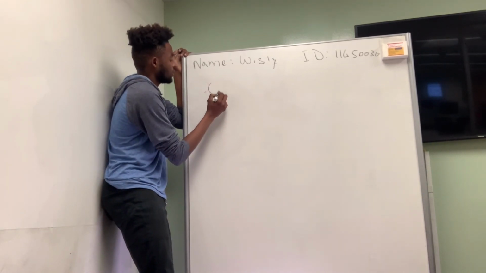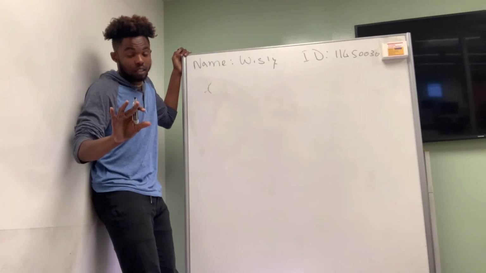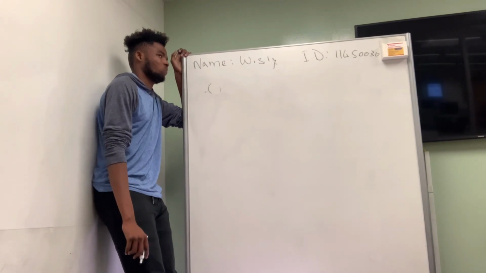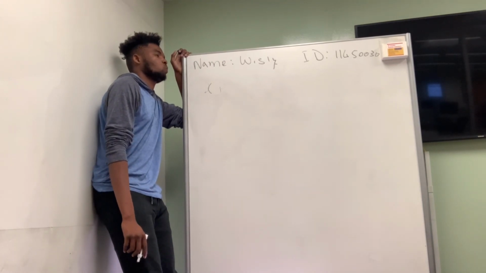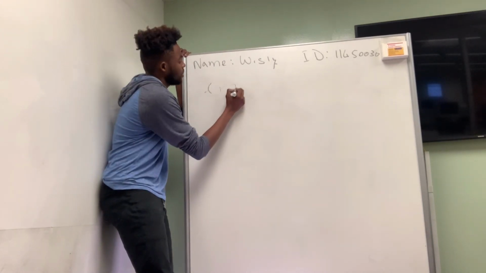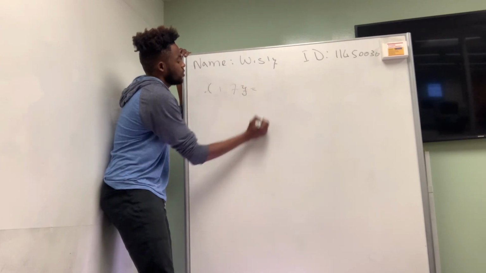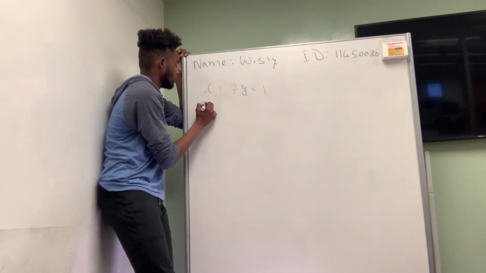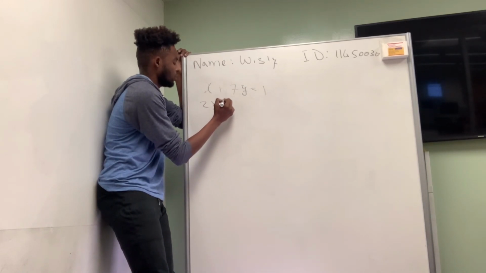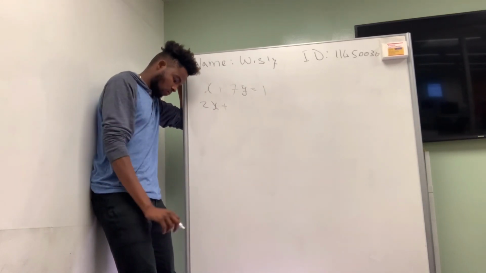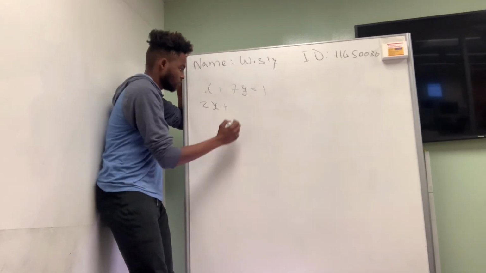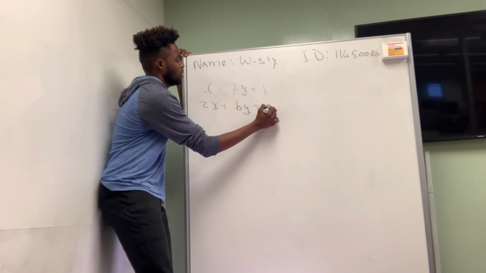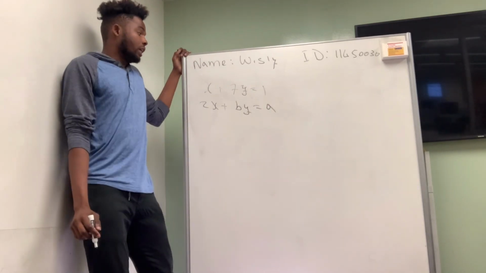If we have x, it is very close to the exam, just so you know, plus 7y equals 1. And if we have 2x plus by equals a. And we have to put this in.